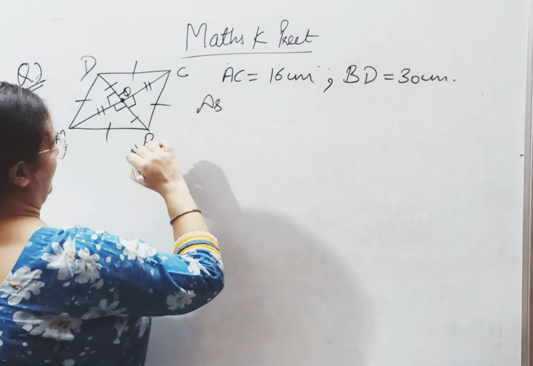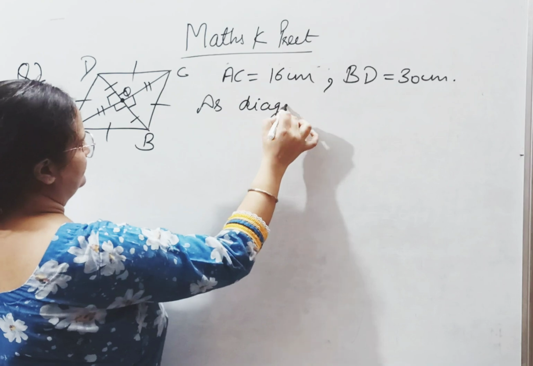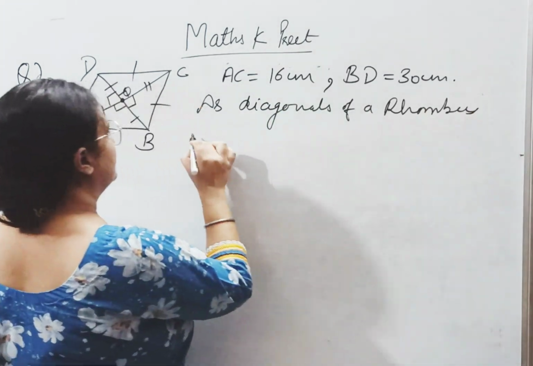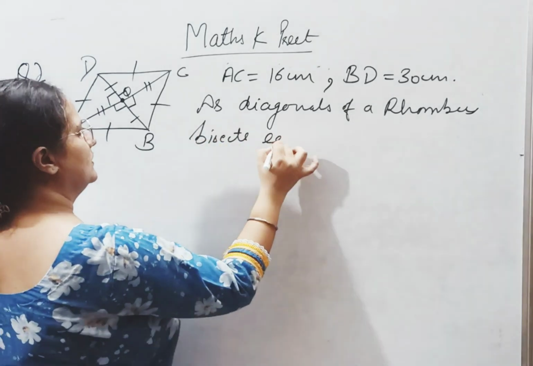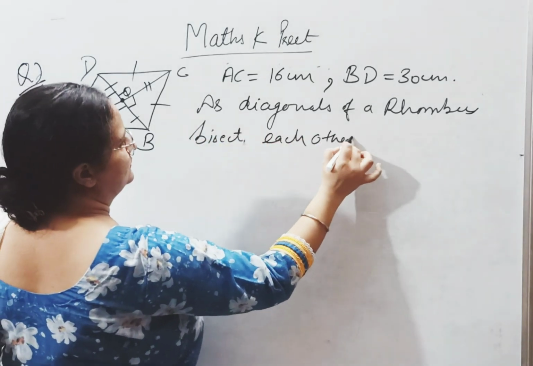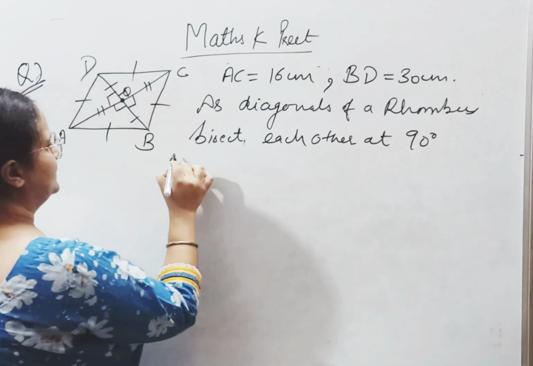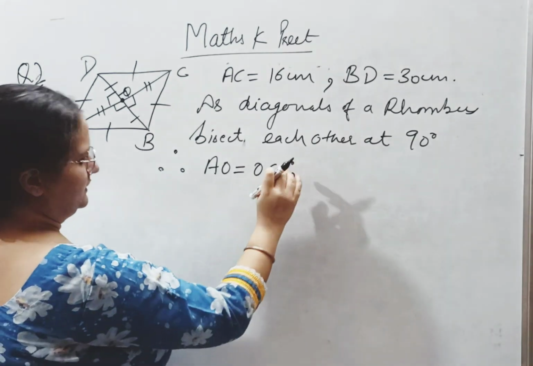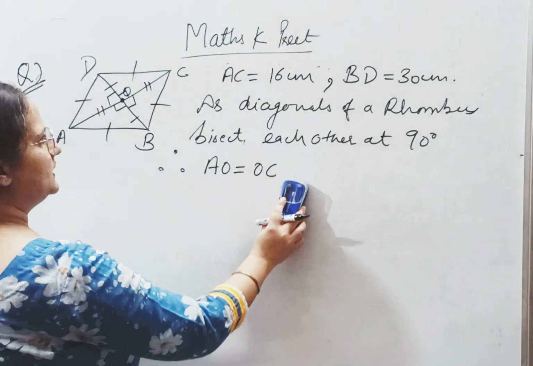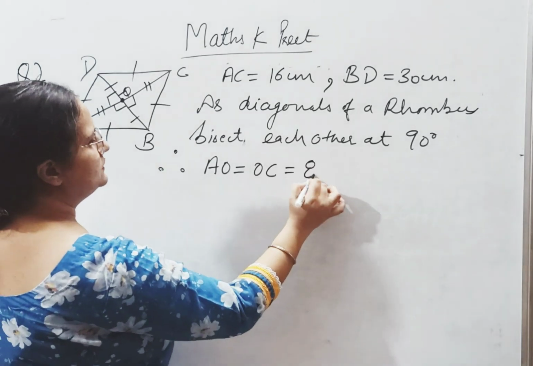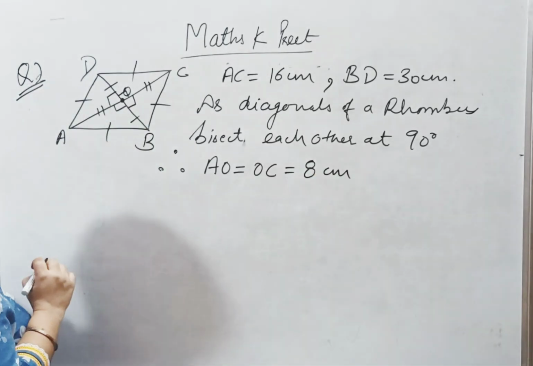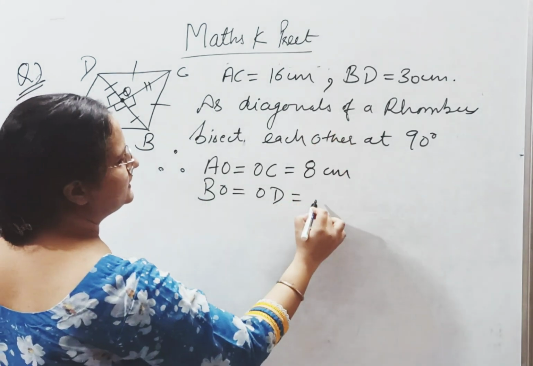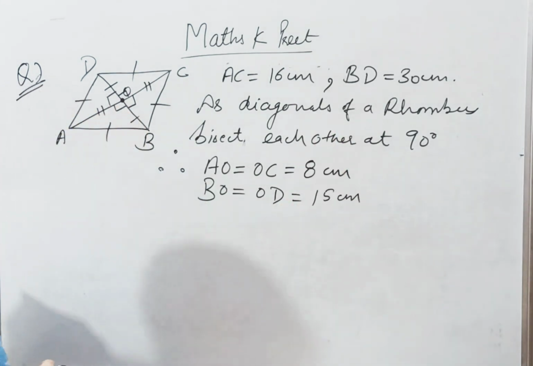We'll write as diagonals of a rhombus bisect each other at 90 degree. Therefore, what we have, AO is equals to OC. This is further equals to AC by 2. AC is what? 16. So this will be equals to 8 centimeter on dividing it by 2. And other is BO is equals to OD. It was 30. So divided by 2 we will get 15 centimeter.